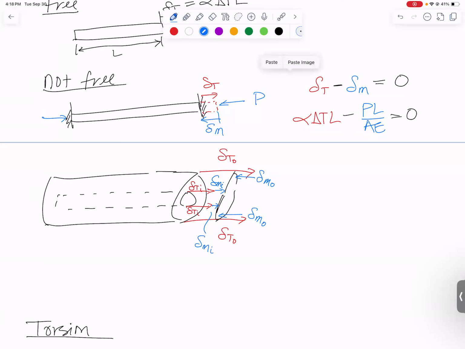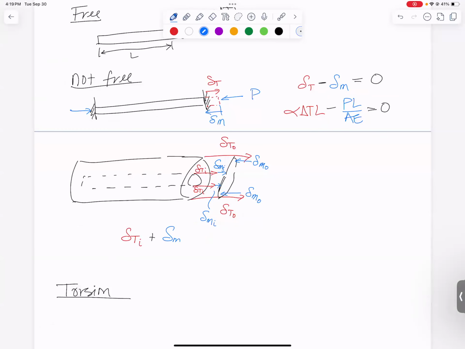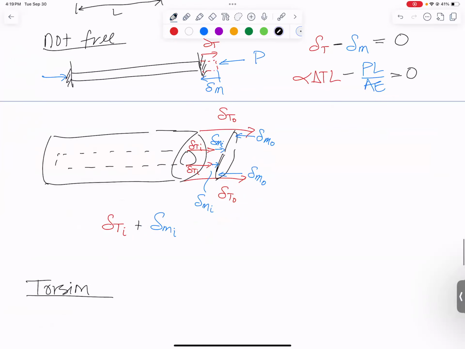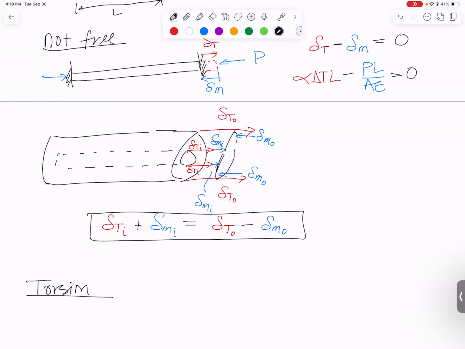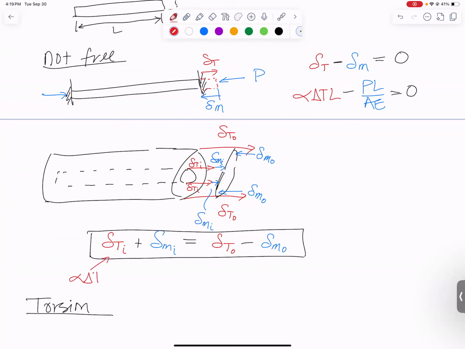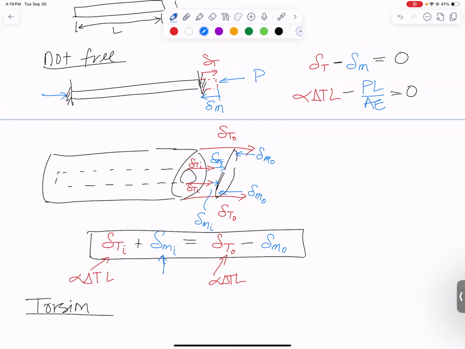So when I write this equation down, I end up writing that delta thermal for the inside material plus delta mechanical for the inside material has got to exactly equal delta thermal for the outside material minus delta mechanical for the outside material. And that becomes your compatibility condition. Each of the thermals get replaced by alpha delta T length for the material, and each of the mechanicals get replaced by a PL over AE. And then depending on your geometry, will determine whether those P's are the same.